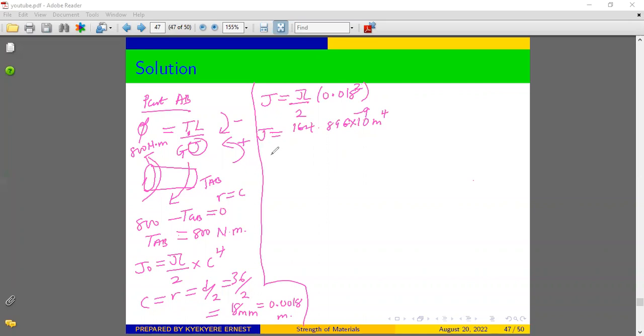So from here, we can say that the angle of twist will be equal to, we have already written the formula, our TAB is 800. The length of that section is 0.4. G for that material, the first material, is 27 times 10 to the power 9. Then the J is 164.8.